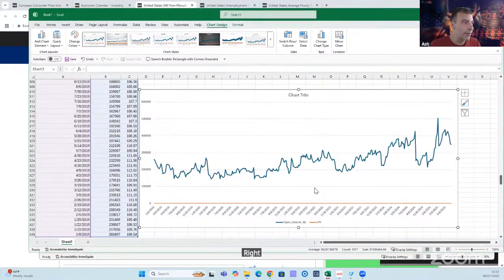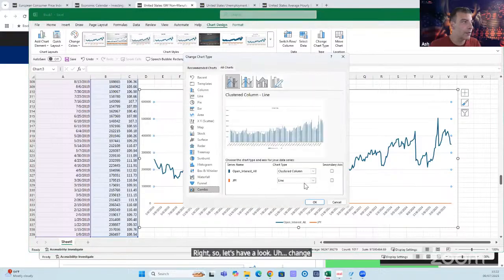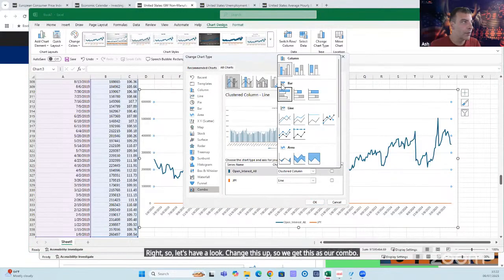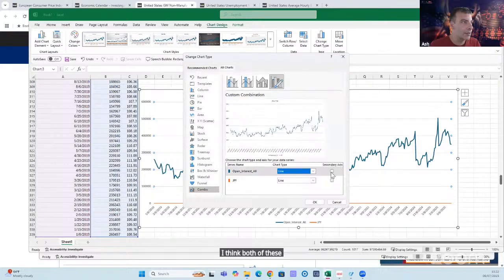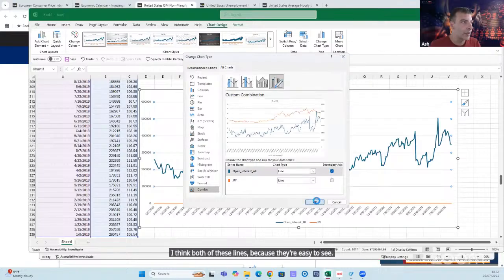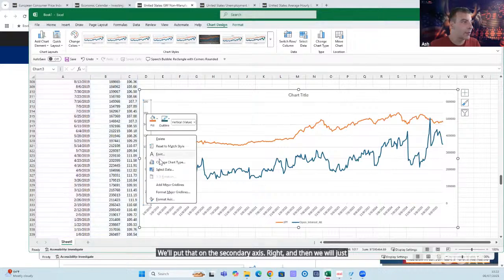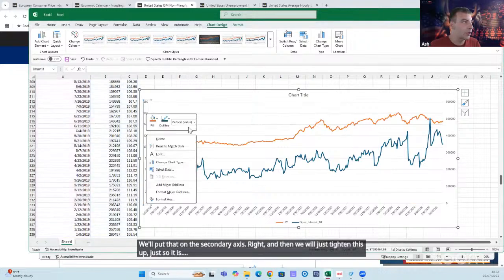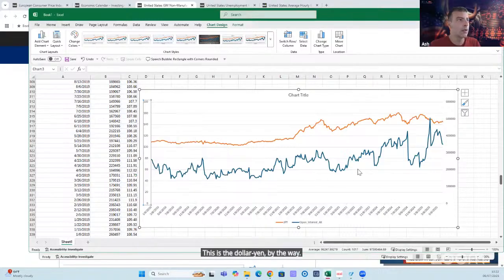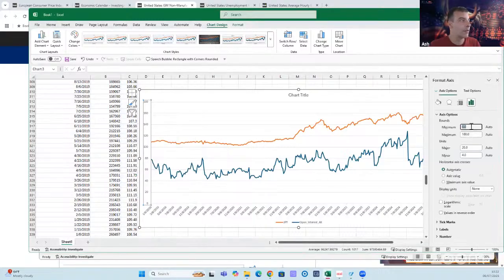Right, so let's have a look. Change this up so we get this as our combo. Make both these lines because they're easy to see. We'll put that on the secondary axis. Right, and then we will just tighten this up. This is the dollar yen, by the way. Tighten this up so it's just coming down a little bit. Let's put it on 80.